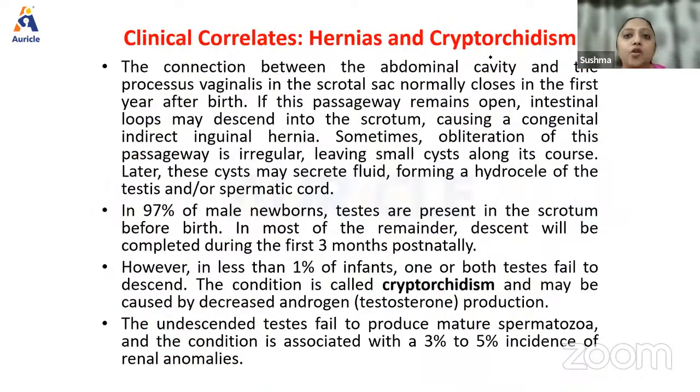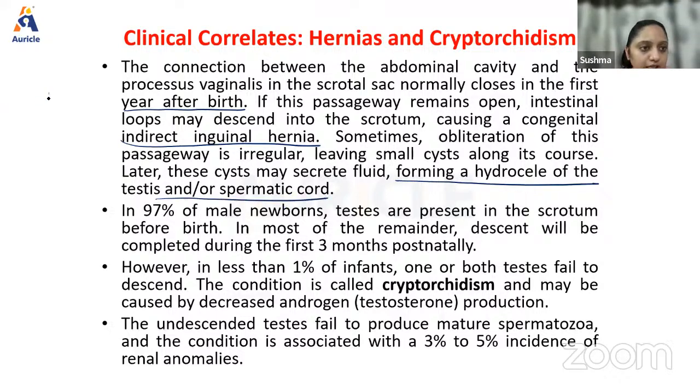Now, clinical correlation, that is hernias and cryptorchidism. The connection between the abdominal cavity and the processus vaginalis in the scrotal sac normally closes in the first year after birth. If this passage remains open, the intestinal loops may descend into the scrotum, causing a congenital indirect inguinal hernia. Sometimes obliteration of this passage is irregular, leaving small cysts along its course. Later, these cysts secrete fluid and form a hydrocele of the testis or of the spermatic cord.